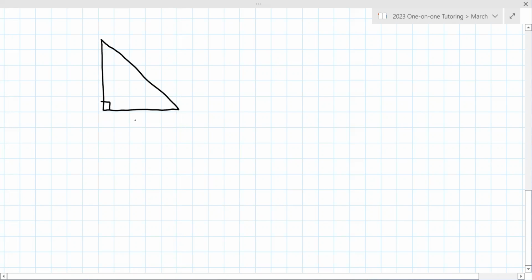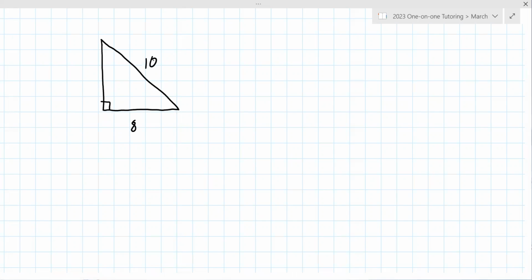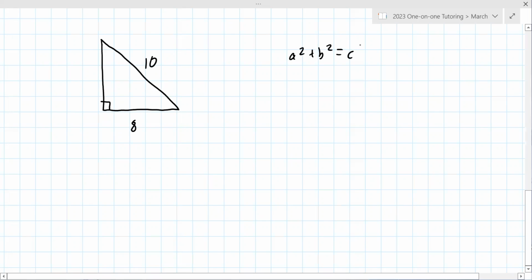Okay, so this time I'm going to give you 8 and 10. And we need to find the missing side. Just as a review here, how do you find the missing side when you're given 2 of the 3 sides in a right triangle? A squared plus B squared equals C squared. Very good. Now which 2 sides are you given? Which of these 3 letters are you given in this problem? A squared and B squared. So remember, A and B are the legs.